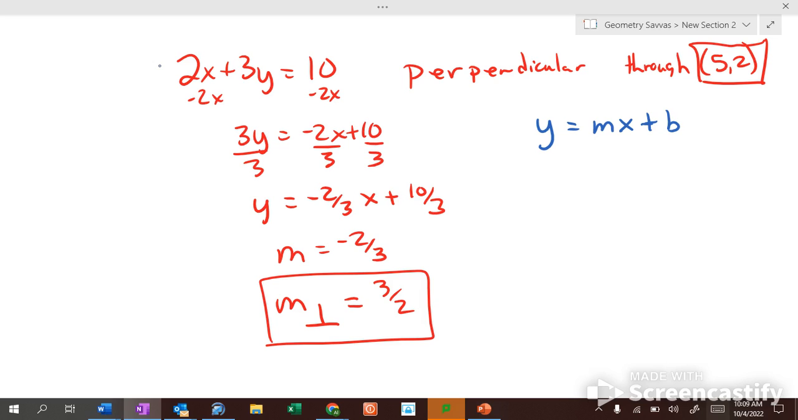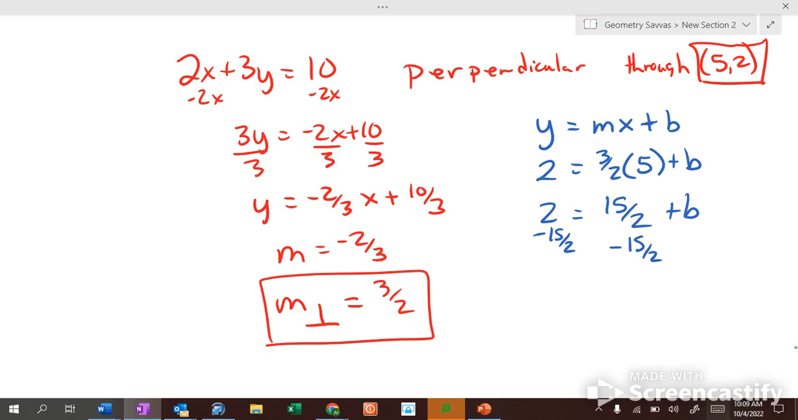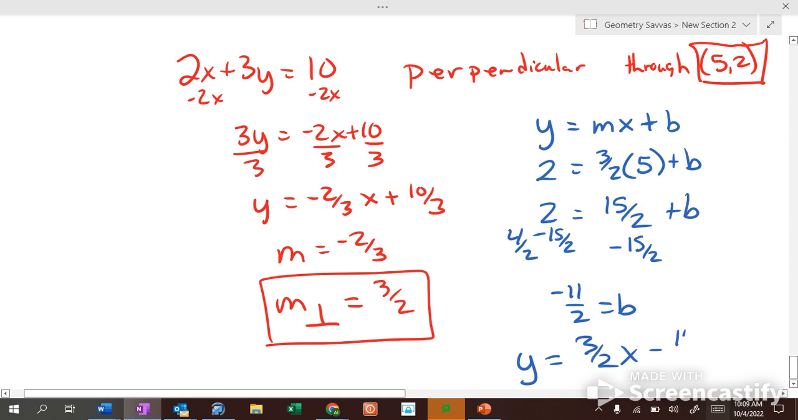Okay, y. What's my y? 2 equals m, 3/2, times x, 5, plus b. So what's 5 times 3/2? Is it 15/10? No. It's 5 times 3, which is 15/2. How do I get b alone? Subtract 15/2. 2 is the same as 4/2. Minus 15/2 is negative 11/2 equals b. So my final equation is y equals 3/2 x minus 11/2.